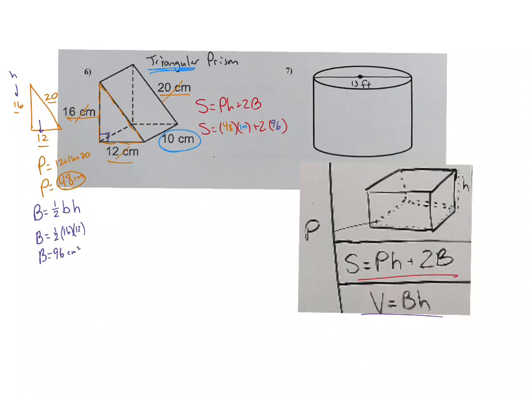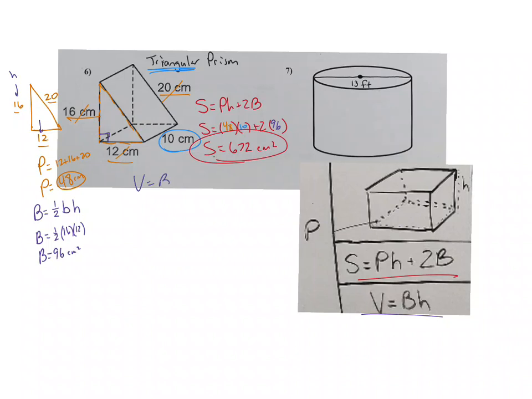And now I just plug that in my calculator. I just do 48 times 10 plus 2 times 96. So I do 48 parentheses 10 parentheses plus 2 times 96. I end up with 672. So my surface area is equal to 672, and it is square centimeters.